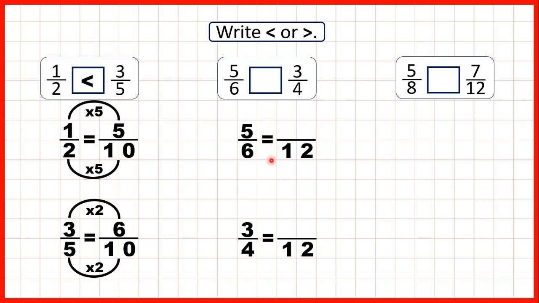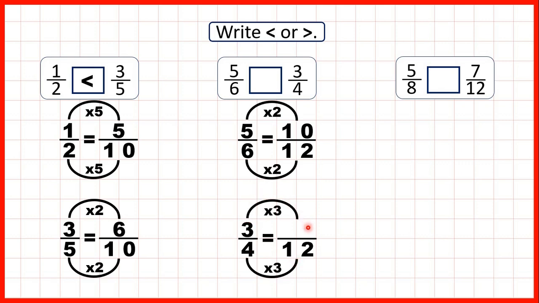fractions. But if we're using 12, 6 times 2 is 12, 5 times 2 is 10, 4 times 3 is 12, 3 times 3 is 9. So because 5/6 is equivalent to 10/12, it must be larger than 3/4, because that's only equivalent to 9/12. Finally, we have 5/8 and 7/12.